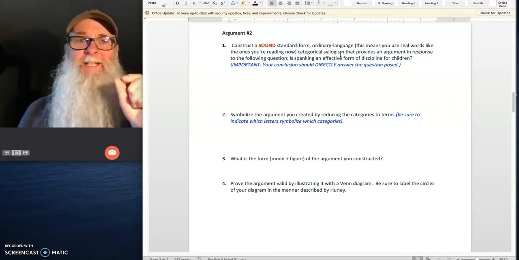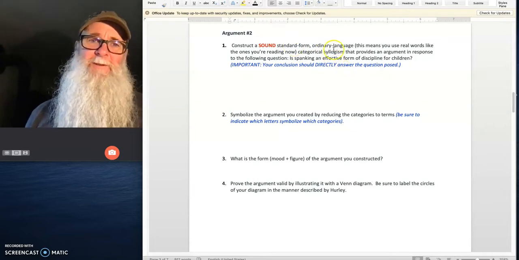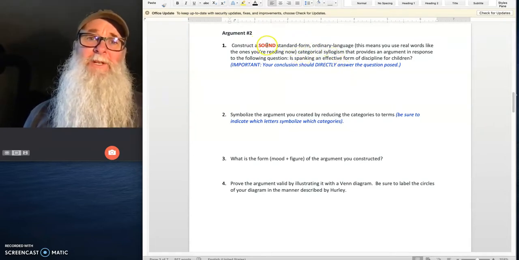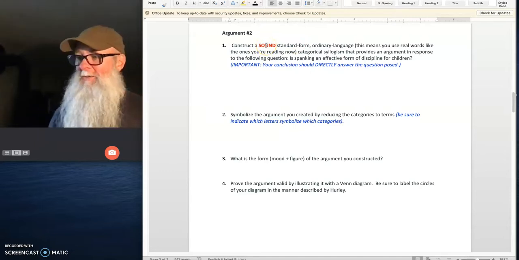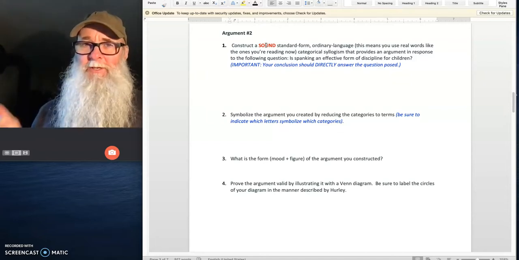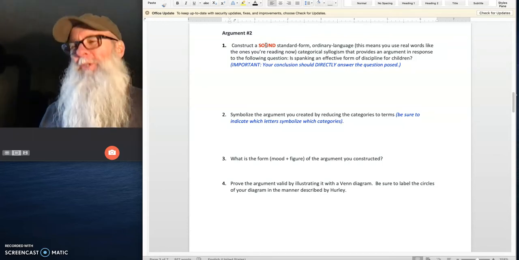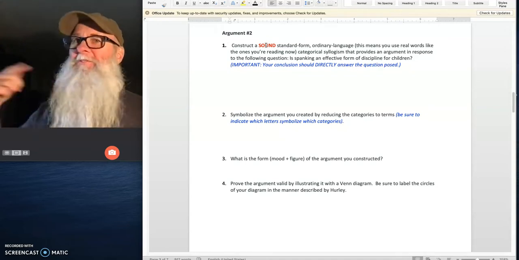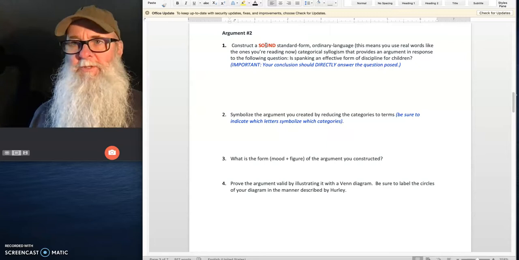Okay, now the second thing that you'll notice here is that not only do you have to create a standard form ordinary language categorical syllogism, you have to create one that's sound. Okay, so that means a couple of things. One, it has to be valid. So you want to make sure that the argument you construct is a valid one. And you want to make sure that the argument you construct contains premises that you think you can defend. It doesn't mean they're definitively true premises. It doesn't mean there's not going to be questions raised in response to your premises.